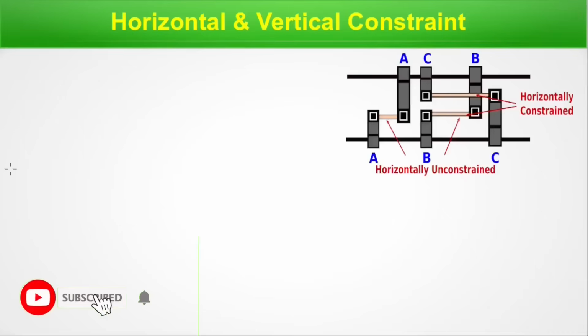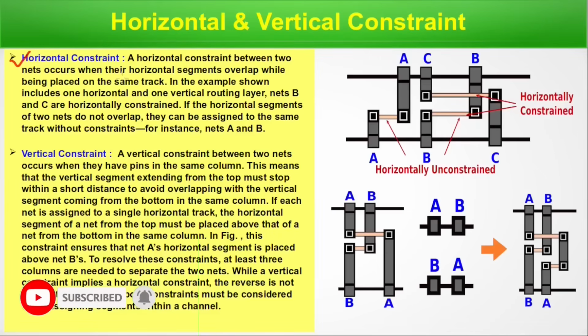Horizontal and vertical constraint. Horizontal constraint: a horizontal constraint between 2 nets occurs when their horizontal segments overlap while being placed on the same track. So we cannot place them on the same track. There is an example. This is A and this is B and this is C.